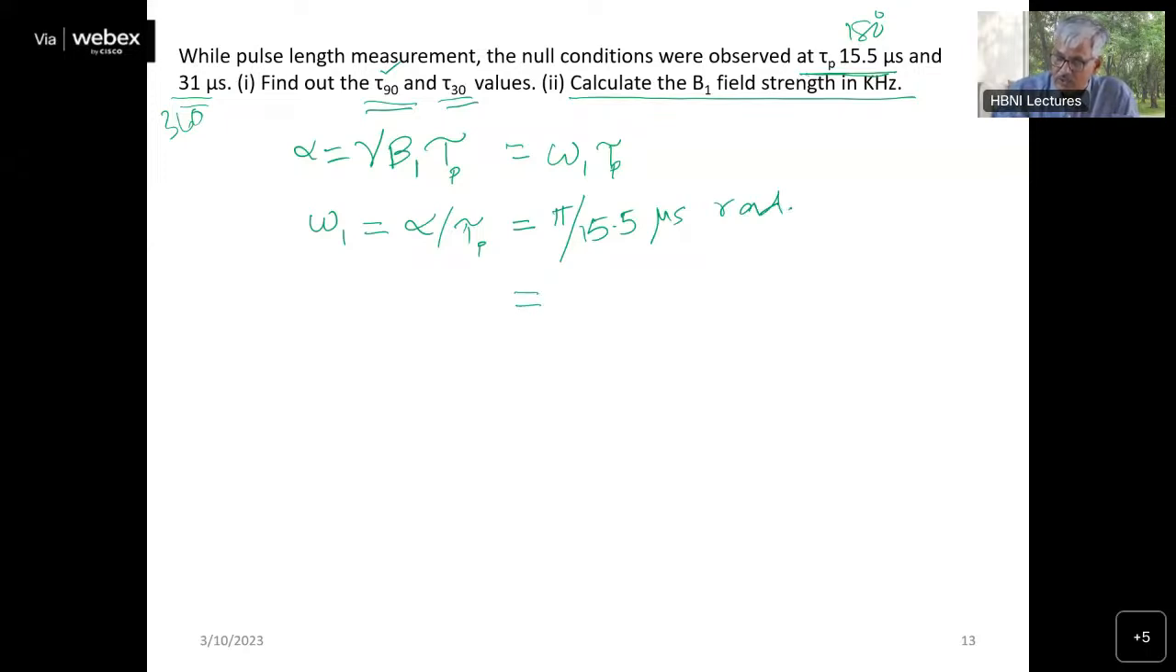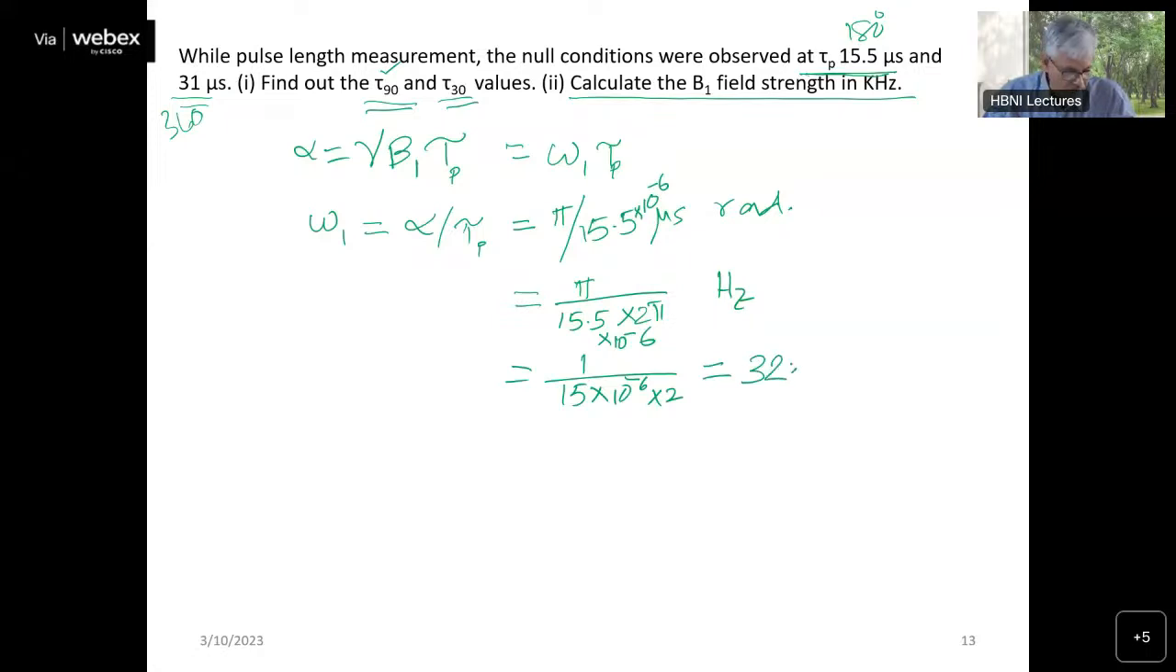You divide it by 2 pi, so it will be pi divided by 15.5 into 2 pi. Sorry, it will not be in degrees, it will be in hertz. So it will be 1 by 15.5 into 10 to the power minus 6, because it is in microseconds, into 2. If you do the calculations, it will come to 32.258 kilohertz. That is the precessional frequency of the proton, or the on-resonance nuclei, under the applied field B1.